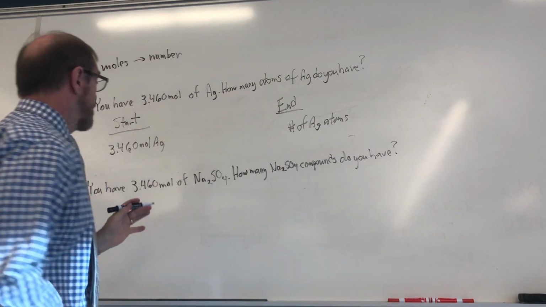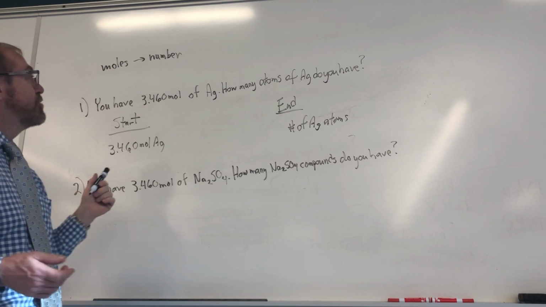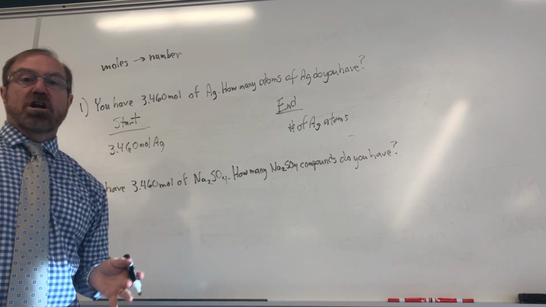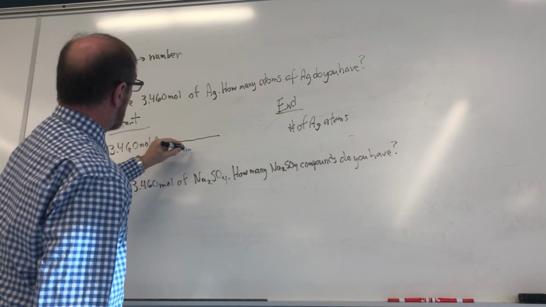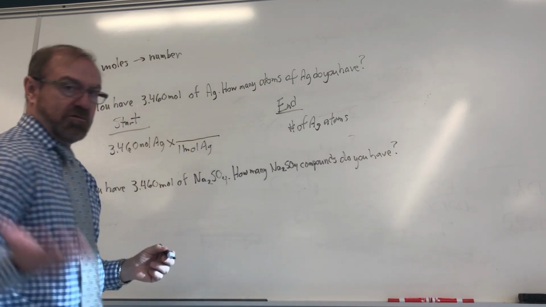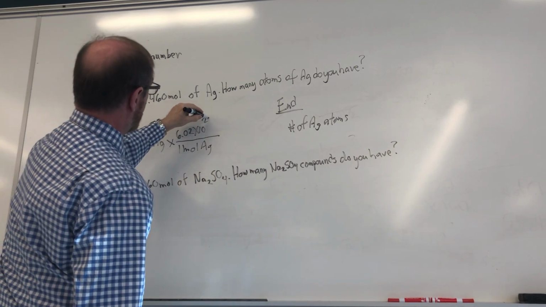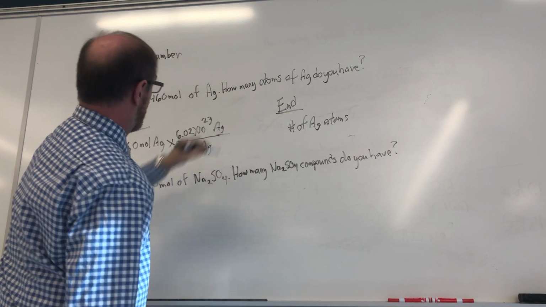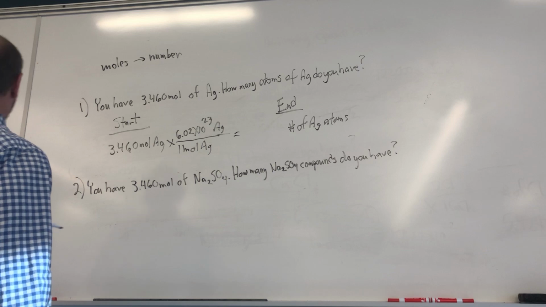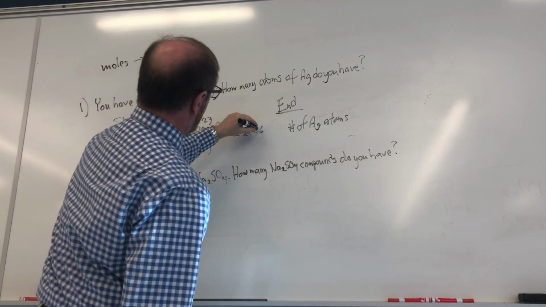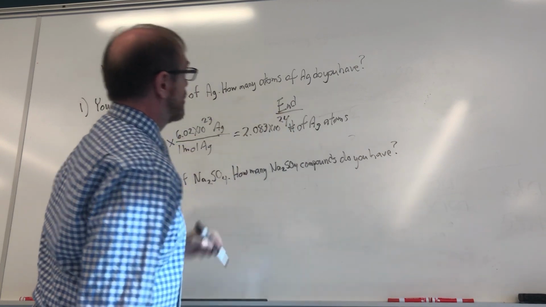Okay, the key thing here is to remember the relationship between the mole and a number. Whenever you see a how many type problem, you know you're going to be using Avogadro's number. Remember, Avogadro's number equals 1 mole of anything. In this case, it'll be 1 mole of silver. And there are 6.02 times 10 to the 23 silvers in 1 mole of silver. So when you multiply across, you're going to end up with 2.083 times 10 to the 24 silver atoms.